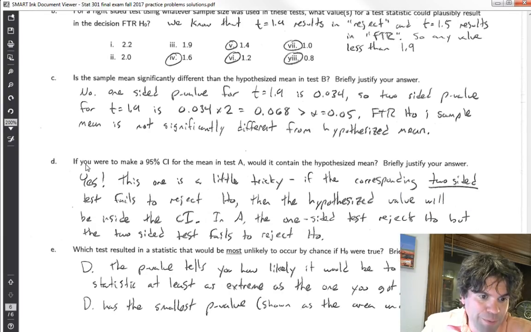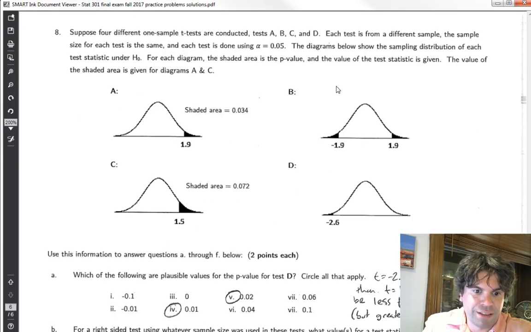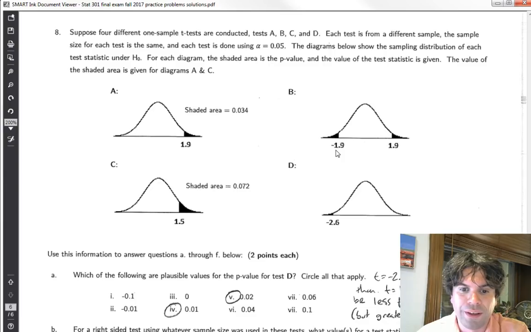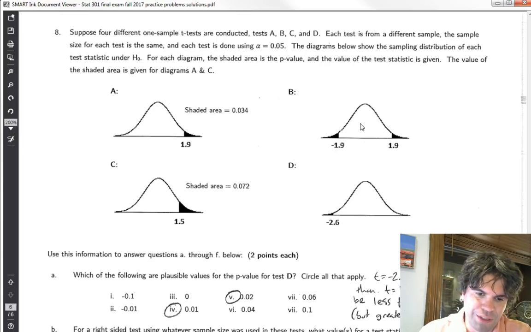Is the sample mean significantly different than the hypothesized mean in test B? Briefly justify your answer. Test B, okay, let's see. How am I going to decide if the sample mean is significantly different? Ooh! If the difference is significant, the p-value is less than 0.05. Well, what's the p-value here? This area right there, to the right of 1.9, you know what that is, that's 0.034.